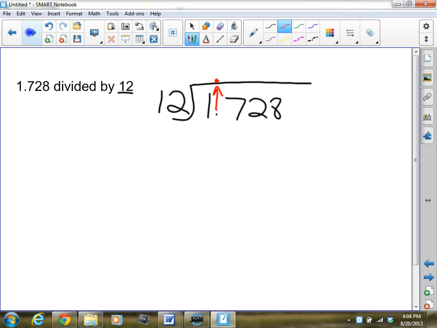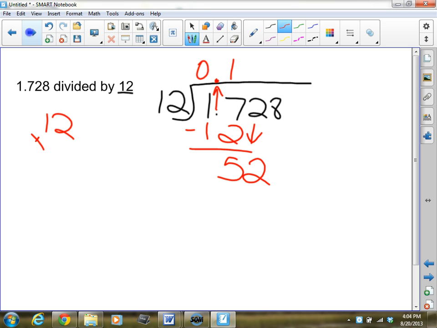Now, 12 can't go into 1. I'm going to put a 0 in the 1's place. So it's 0 and something. 12 goes into 17 one time. Subtract 12, 5. Bring down the 2, 12 into 52. I know that 12 times 4 is 48. So it goes in 4 times, minus 48.